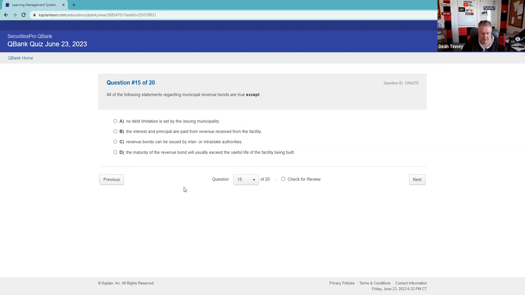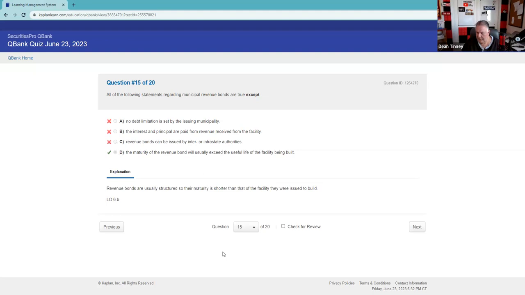So, A, there's no debt limitation on a revenue bond. That's true. The interest and principal are paid from the revenue received from the facility. That's true. Revenue bonds can be issued by interstate authorities, like the Port Authority of New York, right? The Port Authority of New York covers both New York and New Jersey. That's true. You wouldn't want to finance a facility where your bonds are due after the useful life of the facility, because then, how are you going to make them pay, right?